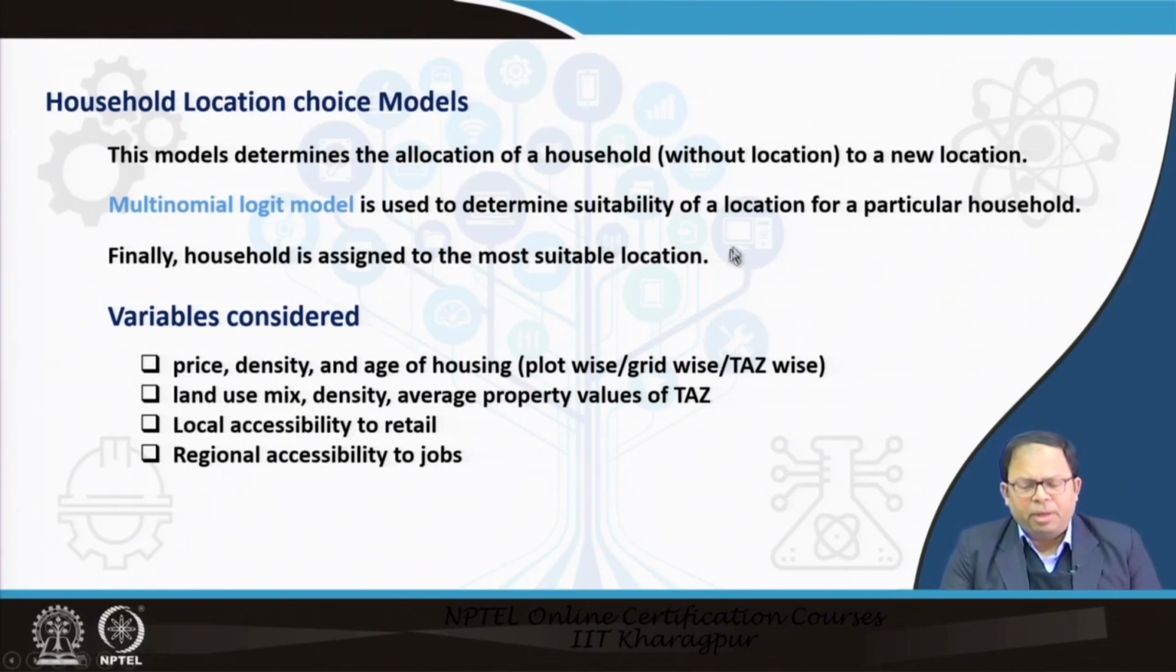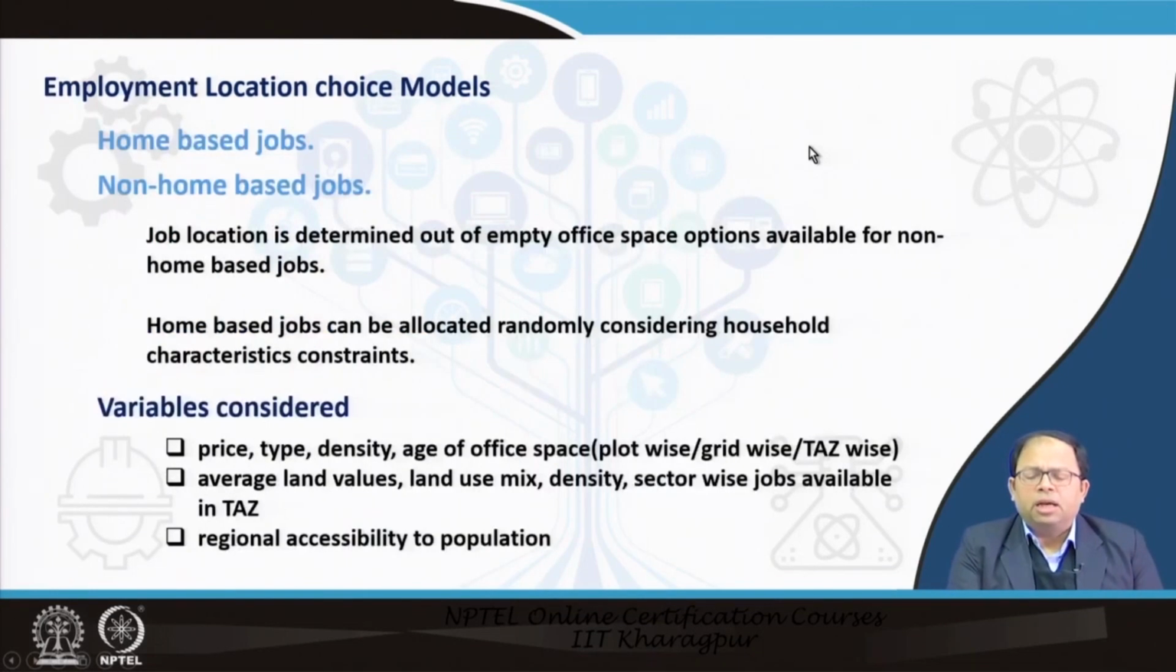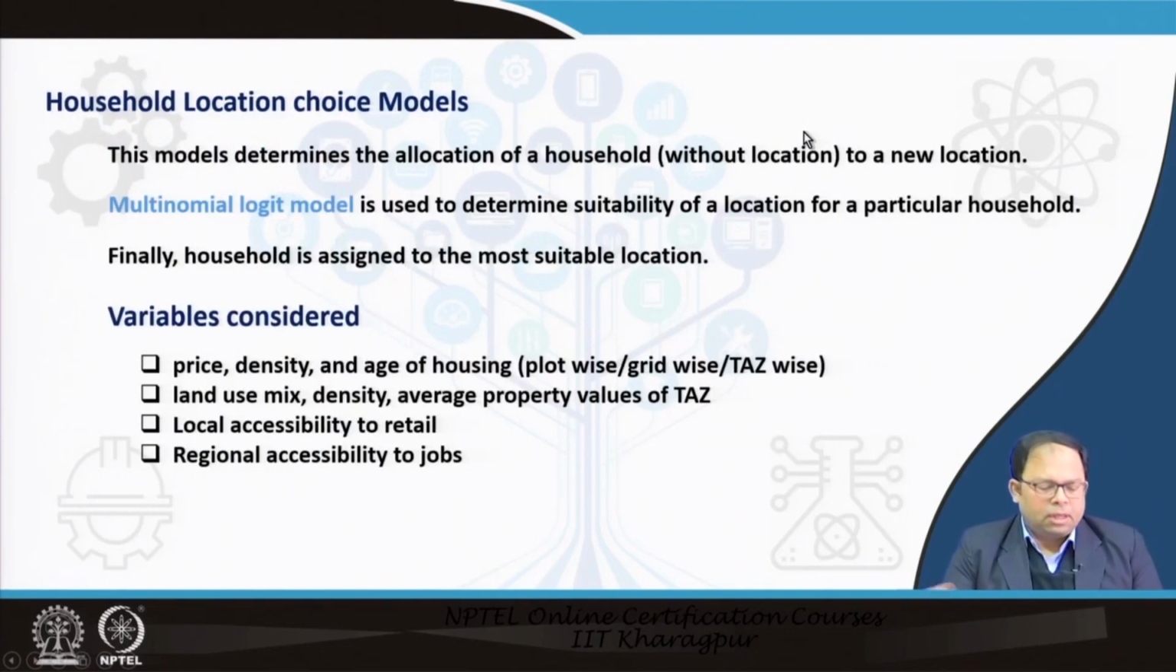So you see the number of households which were without location, these households will be allocated a new location, and this model predicts this particular allocation process. So usually we use a multinomial logit model as shown here, and it is used to determine the suitability of a location for a particular household. That means if we have different kinds of households, they will have different preferences for different locations, and that is again determined through a utility equation.